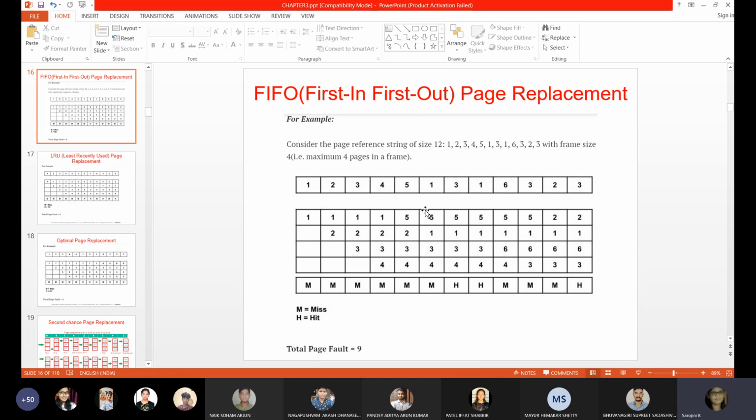Both the algorithms overcame some difficulties. Both difficulties were there in the FIFO algorithm, because it does not refer to the future string and does not refer to the past. So that is the disadvantage of FIFO.